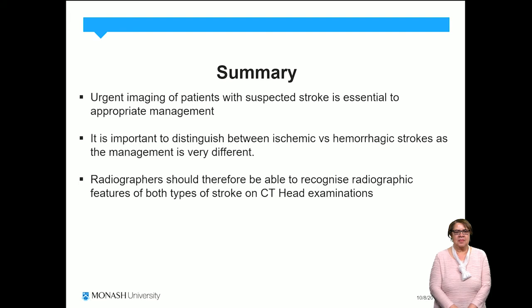So in summary, I hope through this presentation you will gain an understanding of how urgent the imaging is when a patient is referred with a suspected stroke, because it informs the appropriate management that needs to be undertaken for the patient. Stroke imaging is also important in terms of the fact that it helps to distinguish between whether the patient has an ischemic or a hemorrhagic stroke. And also really important for radiographers is to be able to identify and recognize the different types of strokes on a CT head examination.